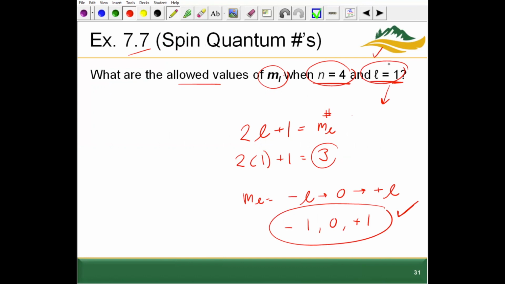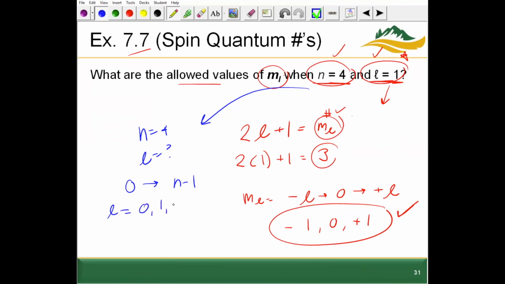We only really need to look at the L is equal to 1. We didn't need to know n to tell us m sub L. N would tell us the possible L values, but not the possible m sub L values directly. Just for a little more practice, if n is equal to 4, what are all the possible values for L? Well, L could be 0 up through n minus 1. That means L could theoretically be 0, 1, 2, and 3. Here we're just focusing on L is equal to 1, n is equal to 4, m sub L could be minus 1, 0, and plus 1.